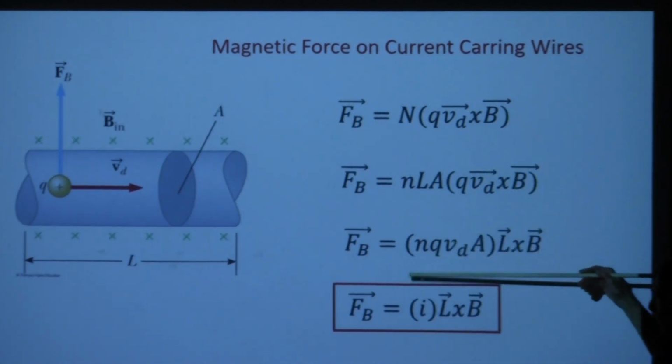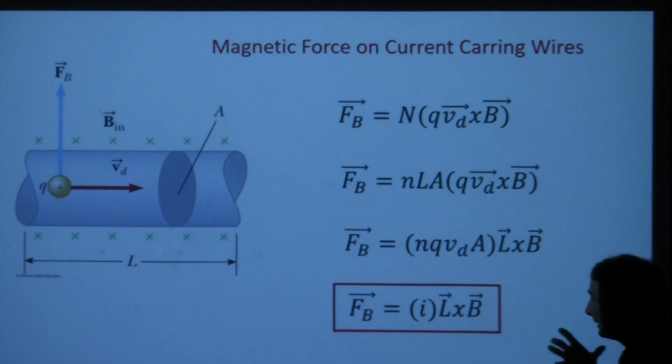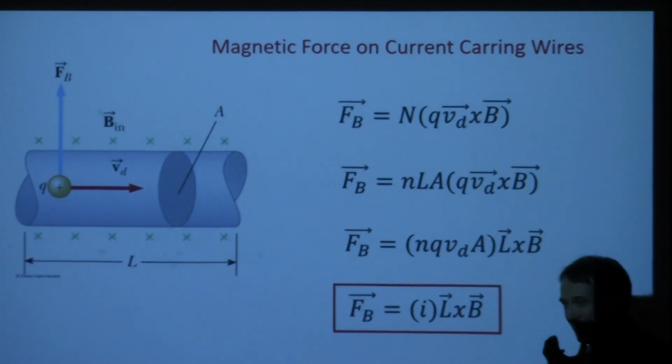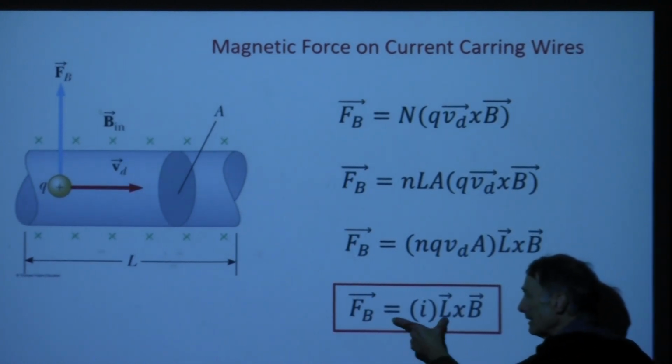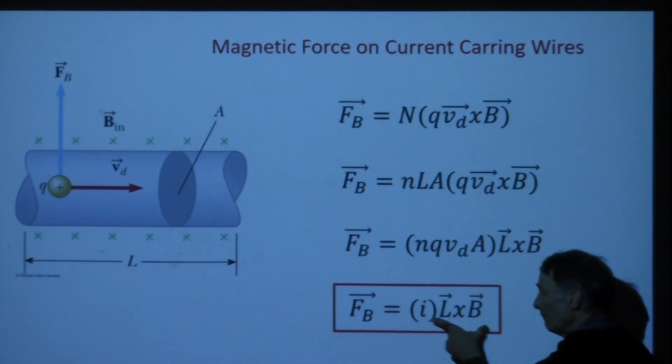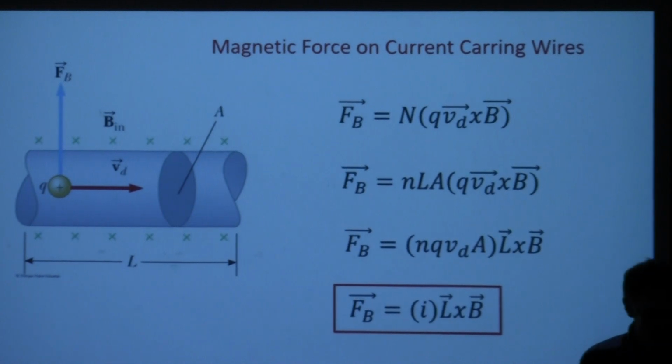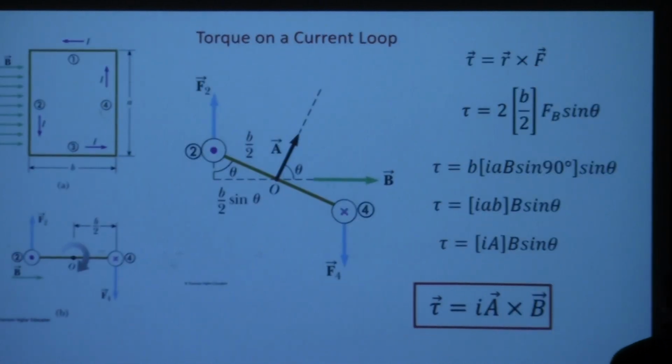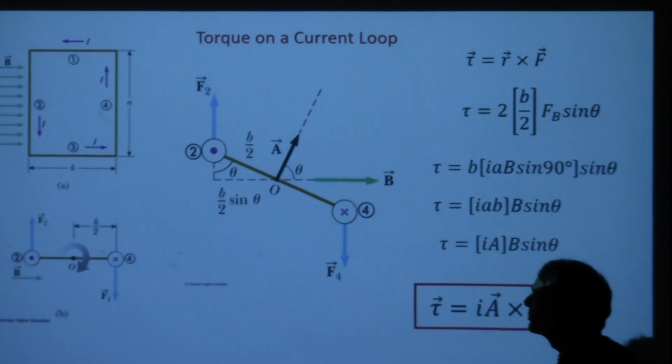Now, if you followed that, that's fine. Hopefully, at least you conceptually get the idea and realize that this is just a corollary to qv cross B for a wire. Okay, and we'll use that now with forces on wires.